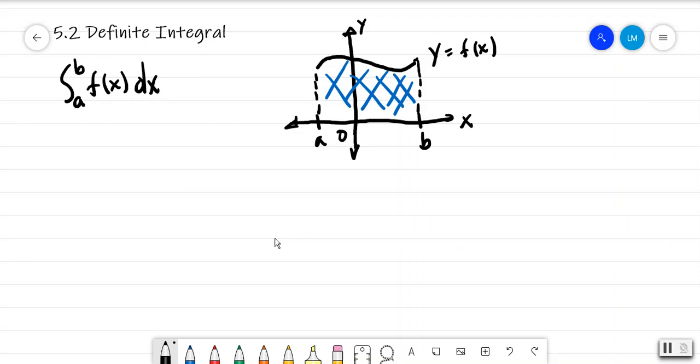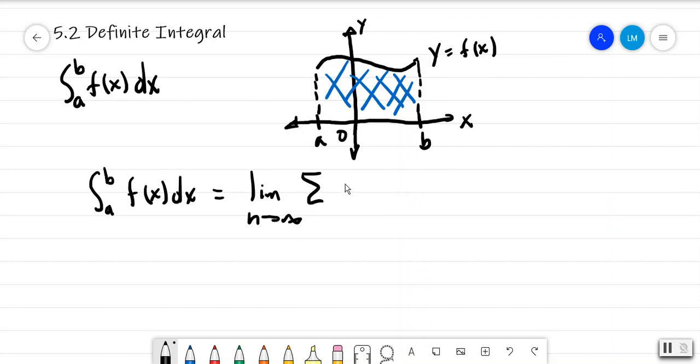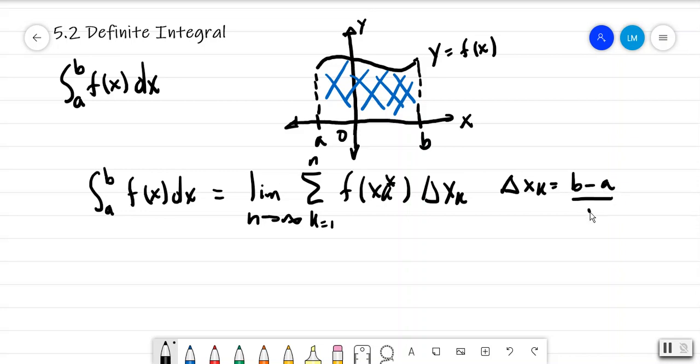Now, the thing that you'll learn in this section is that we can find the definite integral from a to b for f of x dx if we take the limit as n tends to infinity for the series sum from k equals 1 to n of f of xk star times delta xk. Now, delta xk is defined as b minus a divided by n.